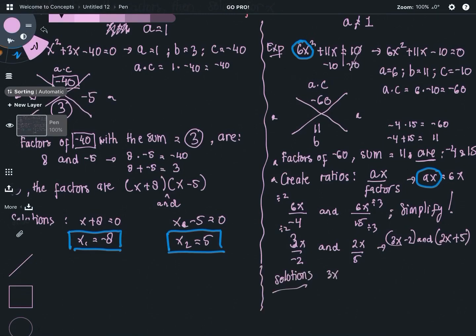Now we're going to solve. Set up the first factor equal to 0. We're going to get x equals 2 over 3. And then the second factor equal to 0. We're going to get x equals negative 2.5.